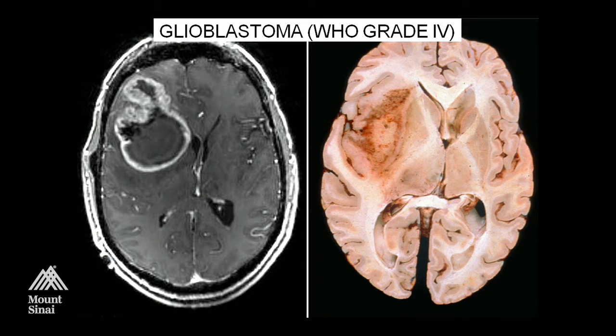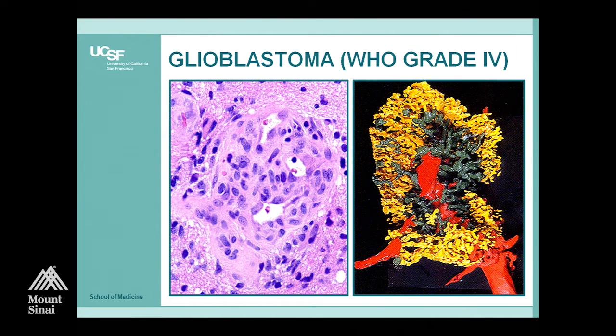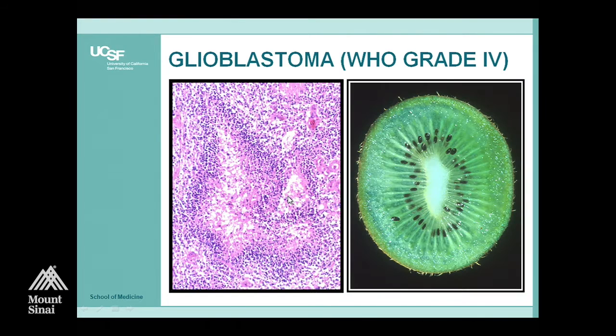The glioblastomas, of course, are much more common, unfortunately. And they're characterized by either microvascular proliferation with these glomeruloid formations, complex microvascular formations, probably in my opinion, the multi-layering is perhaps more important. Whereas the necrosis is the other feature that identifies grade 4 tumors in the gliomas, and the glioblastomas often have this palisading character, somewhat like what you're seeing with the kiwi on the right. Okay.